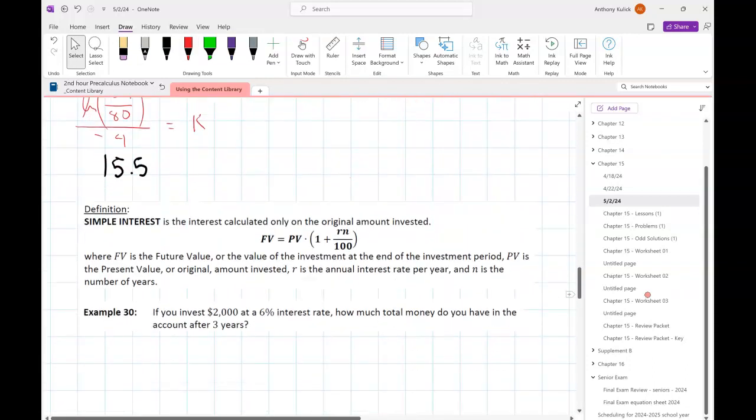In section 15.5, we're going to be talking about financial mathematics, or we're going to start with interest calculations. So we'll start by talking about simple interest. Simple interest is like a made-up thing. Nobody actually earns simple interest anywhere. But basically the idea is that the interest is only paid on your initial investment.